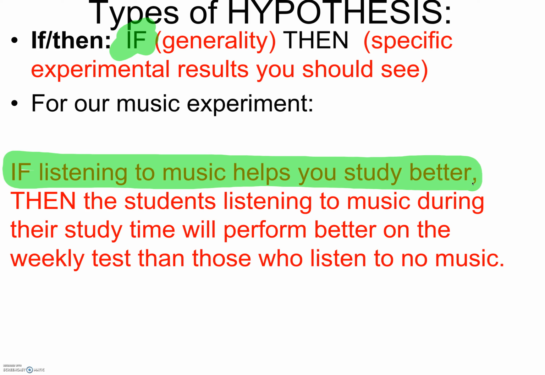Then the students who, like I said, maybe you're going to look at grades at the end of the quarter. Then the students who listened to music while they studied will have a higher GPA at the end of the quarter than the students who did not. That's a slightly different experiment. So the if would be the same for everybody. The then is a little more specific. It's telling me your specific experiment that you're going to do. So I know that my experiment, it's going to be the score on a weekly test, and I'm going to have one group listen to music while they study and another group not listen to music while they study.